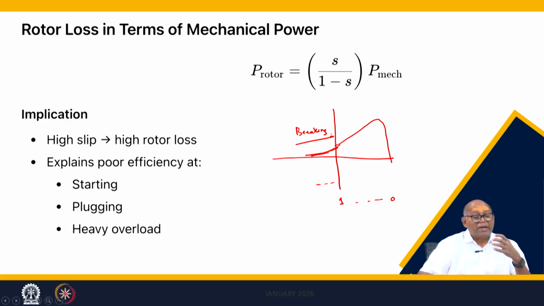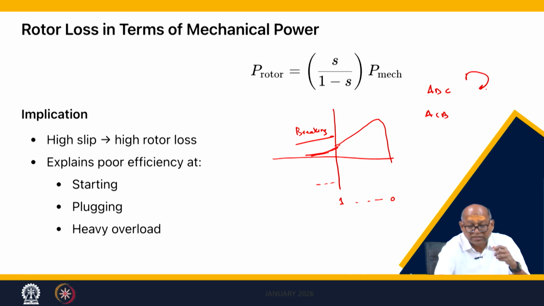Braking means the magnetic field is rotating in the opposite direction to the rotor. Why? Because you change the phase sequence. It was ABC, the motor was rotating. Suddenly you changed the phase sequence from ABC to ACB. The magnetic field was rotating in one direction and the motor in the same direction. Now the magnetic field rotates in the other direction, the motor in the opposite direction. So this is NR, this is NS. In one case, NS minus NR by NS is the slip. In this case, it is NS plus NR by NS, because NR is opposite. So NS minus of minus NR, so the slip is greater than 1.